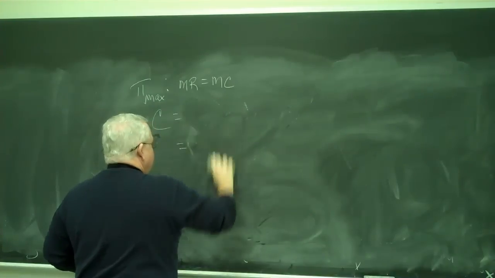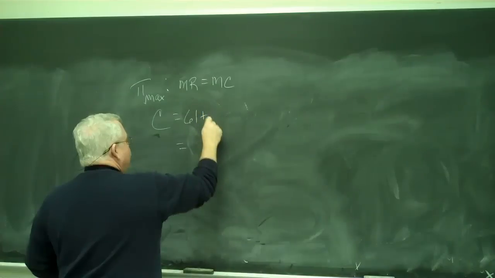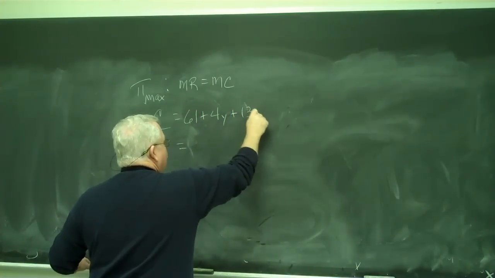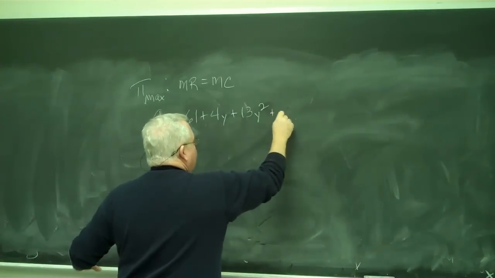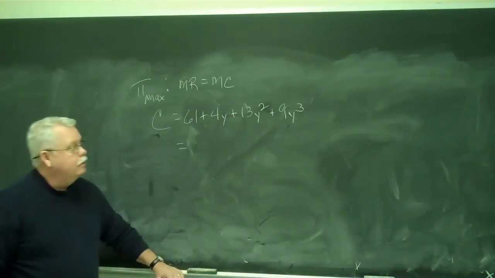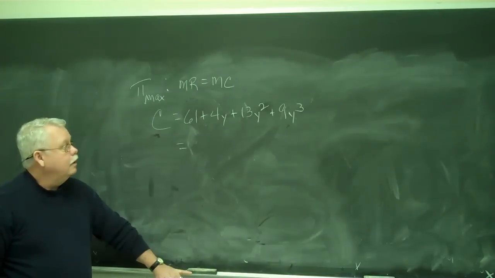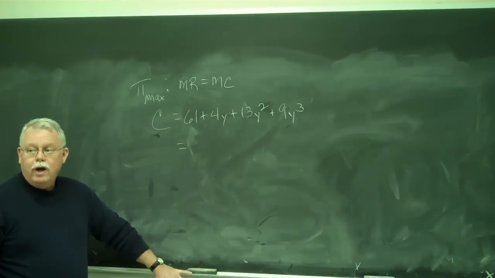Let's do a couple more. There's your total cost function. 61 plus 4y plus 13y squared plus 9y to the third.